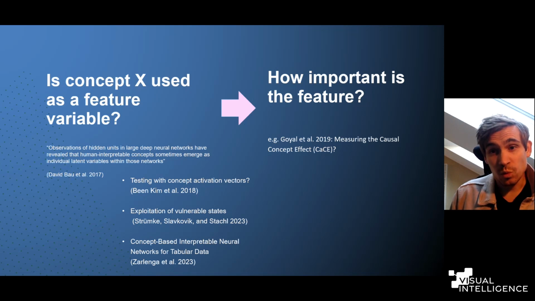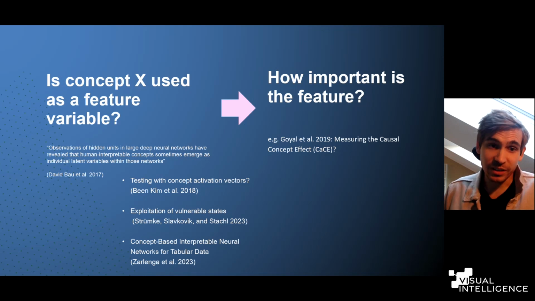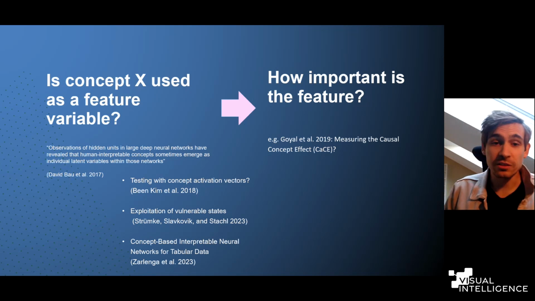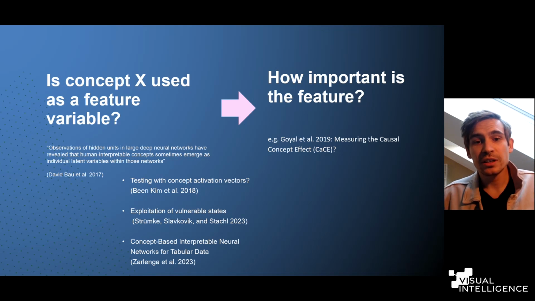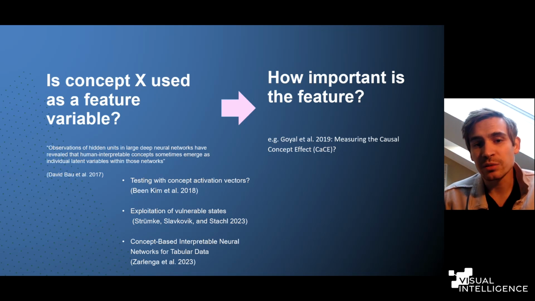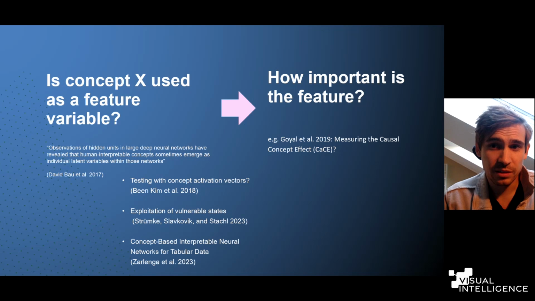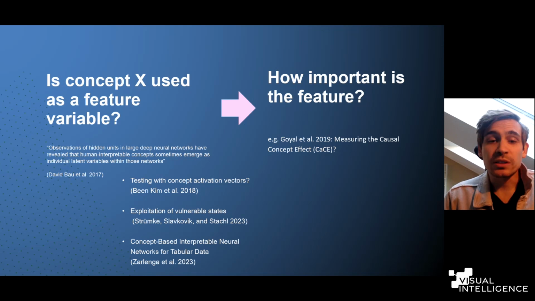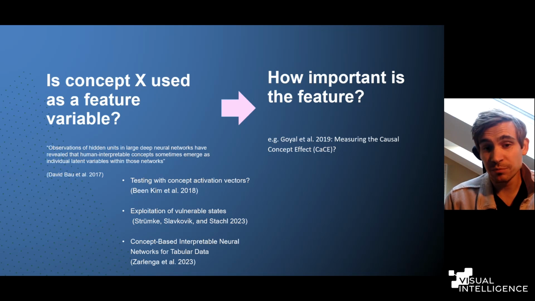And then once we have mapped as far as possible the feature variables that are included in an AI system, in a machine learning model or a deep neural network, it is also legally relevant to ask how important is each feature relative to the others. I understand that there are several different methods for trying to quantify the relative importance of a feature variable. I refer to Goyal and others measuring the causal concept effect as one example of such a method.